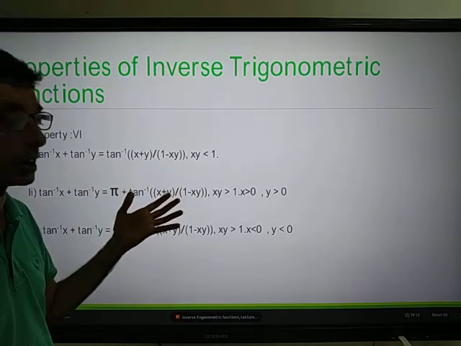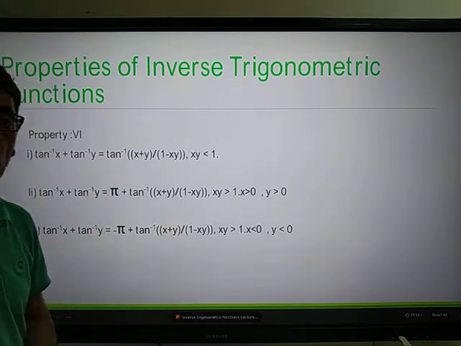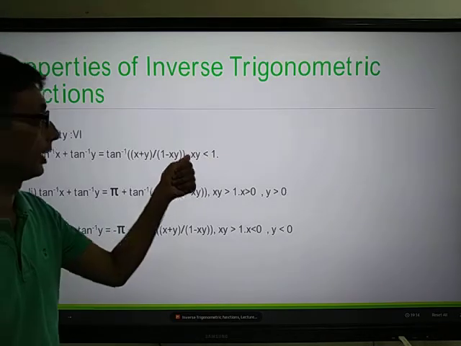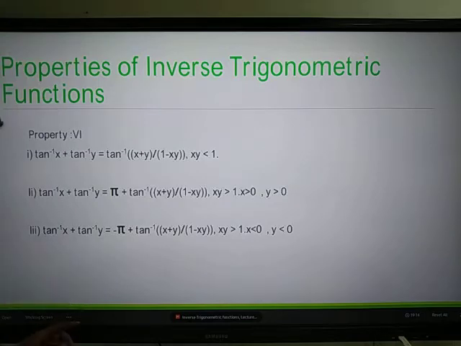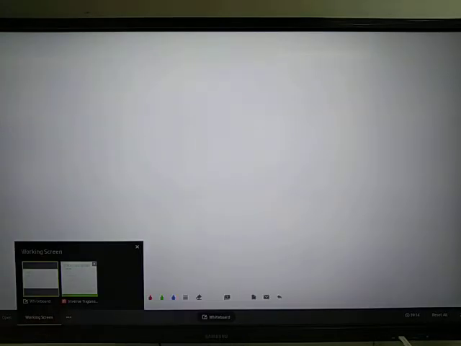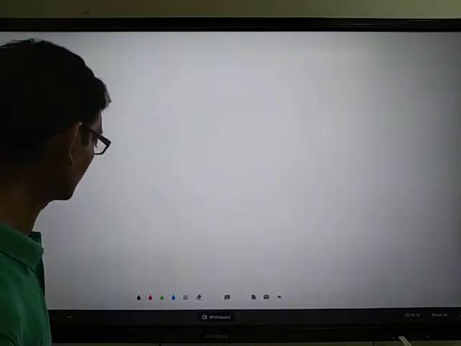The first case could be that x is greater than 0 and y is greater than 0, and xy less than 1 will obviously hold. So first we are going to discuss that. This is the first case we are going to discuss.